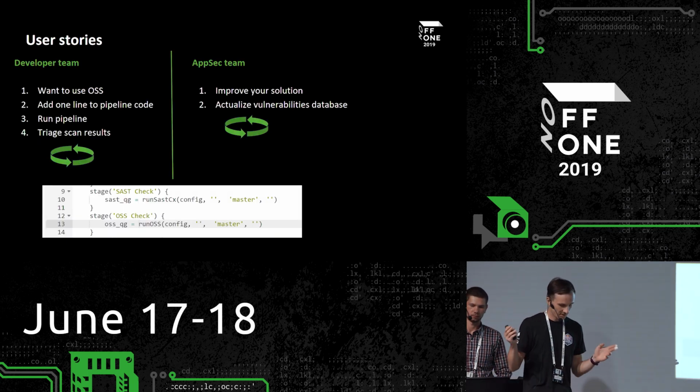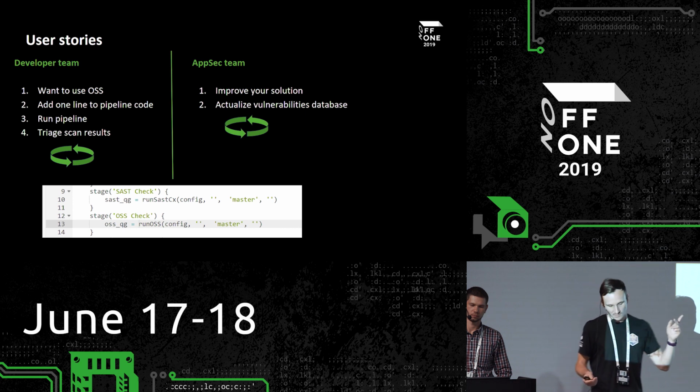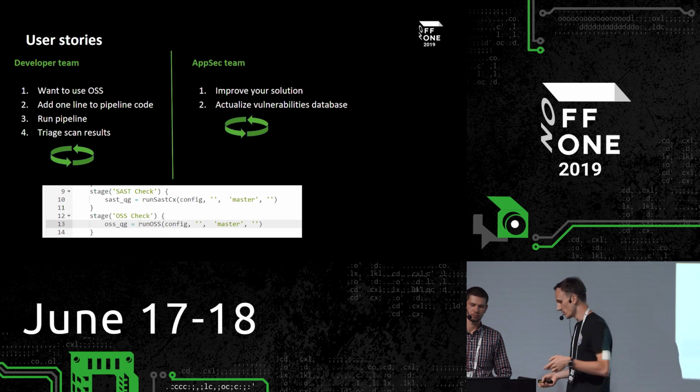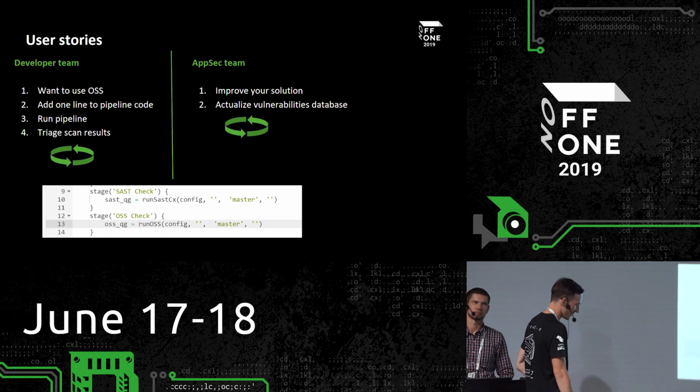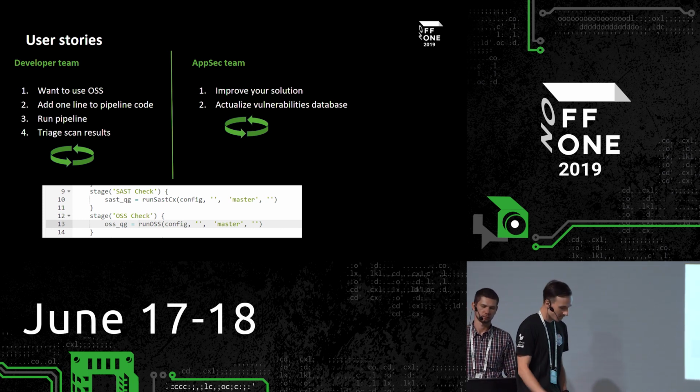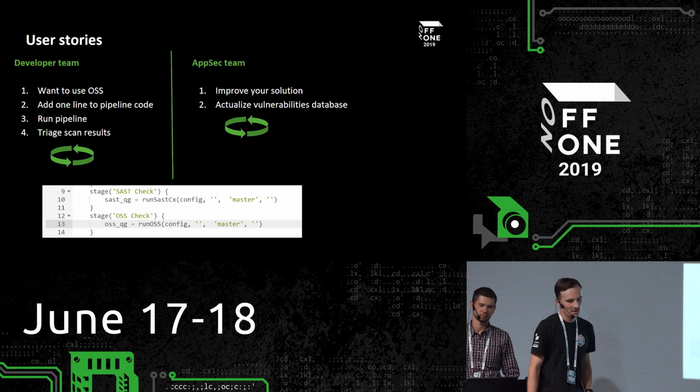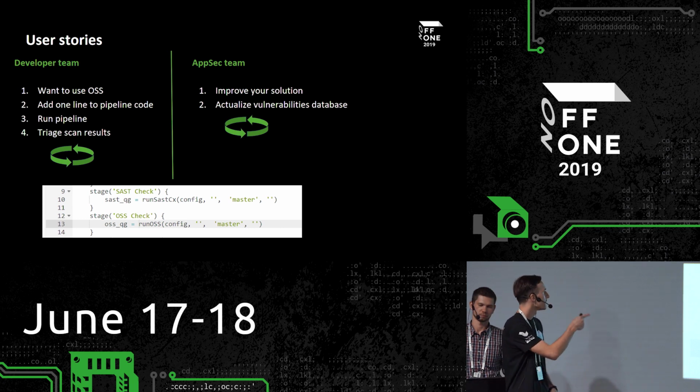Which user stories do the team and us as Appsec team have? What does the team need to do to add Appsec? They just need to add one string. They need to want it, of course.